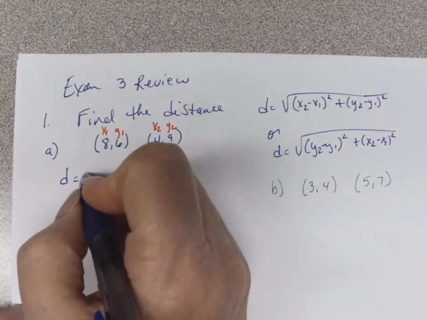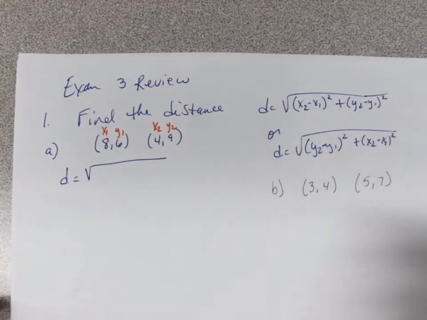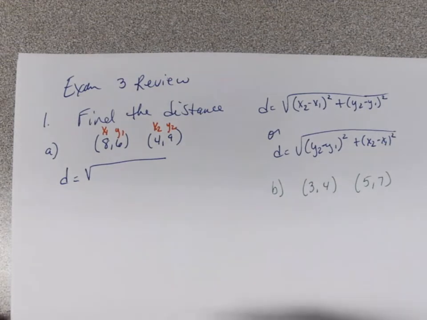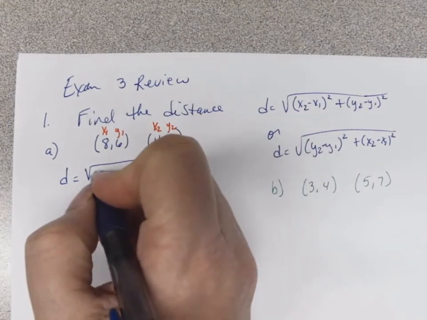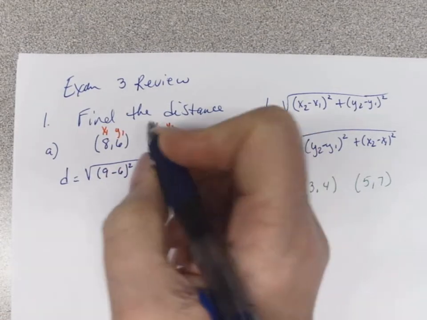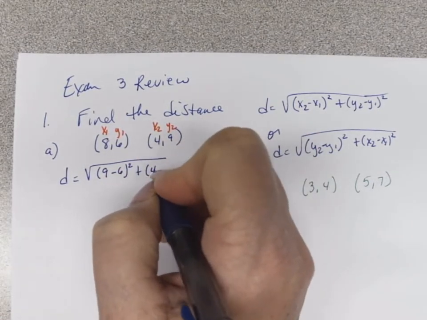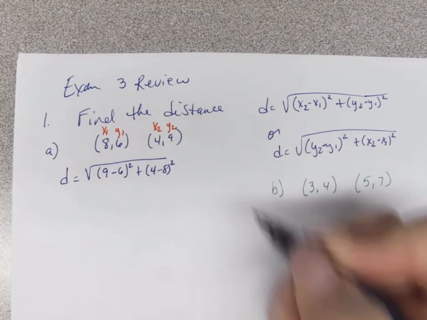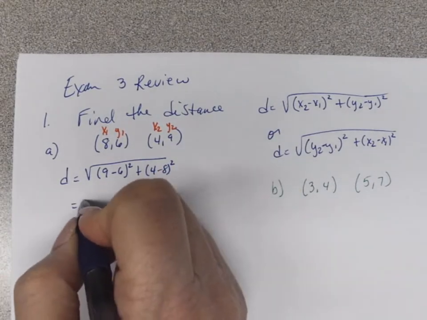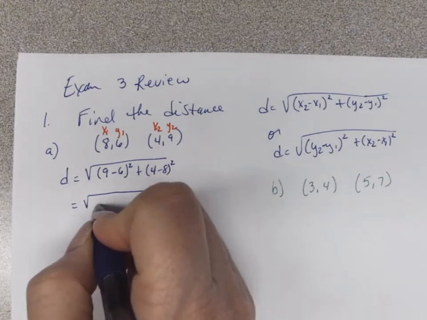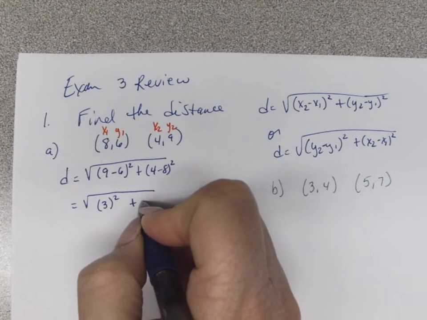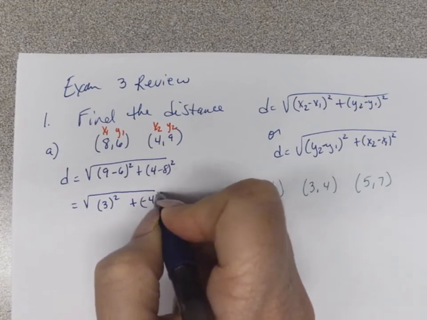So I've got d equals the square root, and it doesn't matter which way you go. On this one I'm just going to go with the y's first because it doesn't matter. So we're going to have 9 minus 6 squared plus 4 minus 8 squared. This will be equal to the square root of 9 minus 6, which gives 3 squared, plus 4 minus 8, which is negative 4 squared.